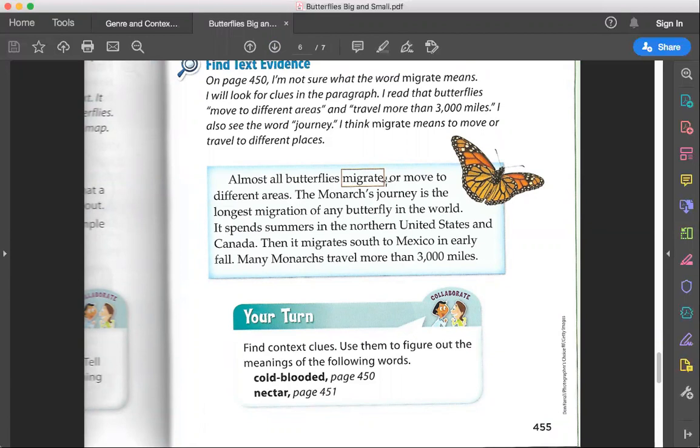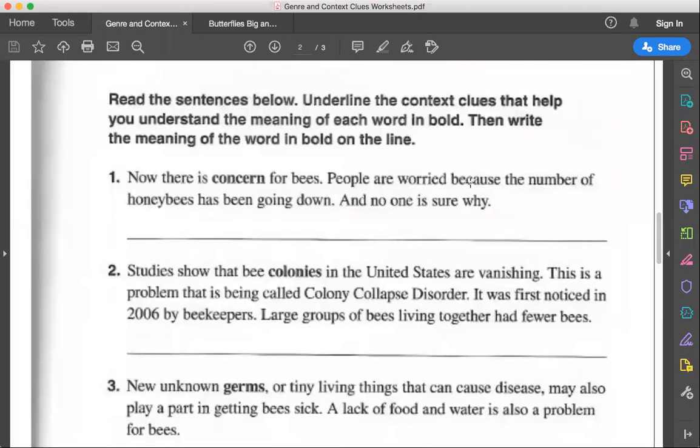But look, do you see this comma? Right next to it is the definition, or what it means. Or move to different areas. Migrate is the word we don't know. The context clue is, or move to different areas. That's the definition. That's the context clue. So it gives us a clue to what this word means. That's awesome. Now let's go back.